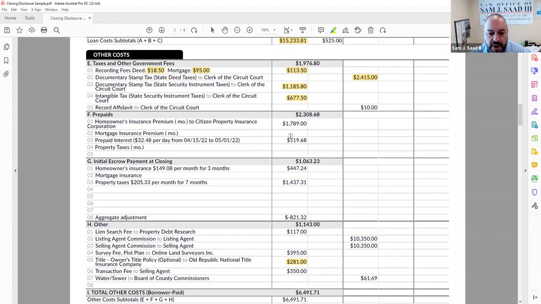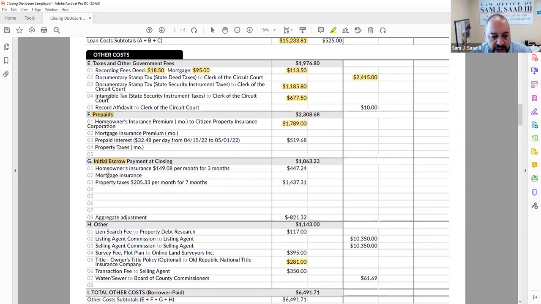And then now this is where it gets a little bit tricky reading this. You've got your prepaid section up next. And I'll walk a buyer through this and make sure they understand. The prepaids and the initial escrows kind of work together. So here in the top of the prepaid section, you've got your $1,789. This is homeowners insurance for this year. This is the 2022, March to 2023 March, homeowners insurance. It's the current year's homeowners insurance.